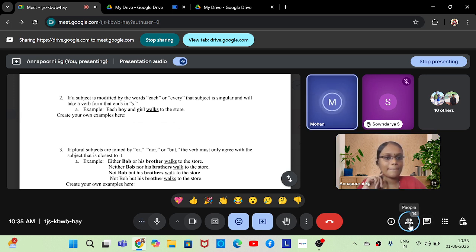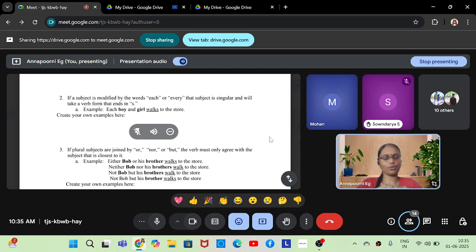Yes, is our gift to each other. Each other is a different word. Each other means you gave it to one another. That is also a good example, but here we are learning about each and every. So each boy and girl walks to the store. Each student writes the exam. Each man attends the meeting. Each parent goes to school to attend the meeting, etc.